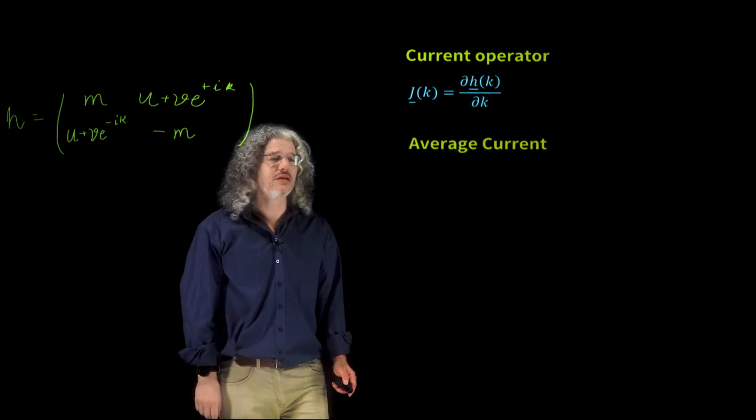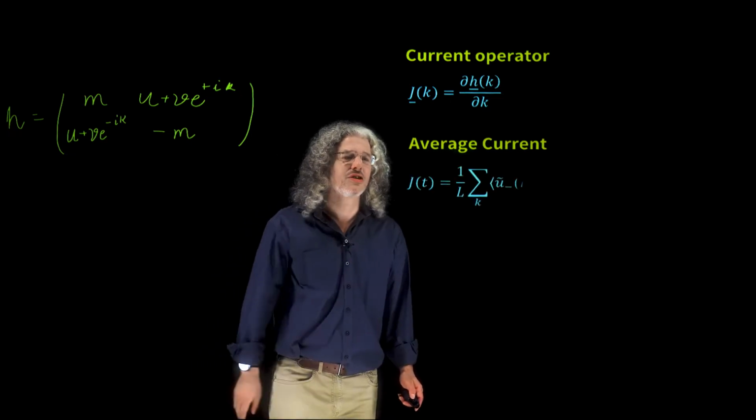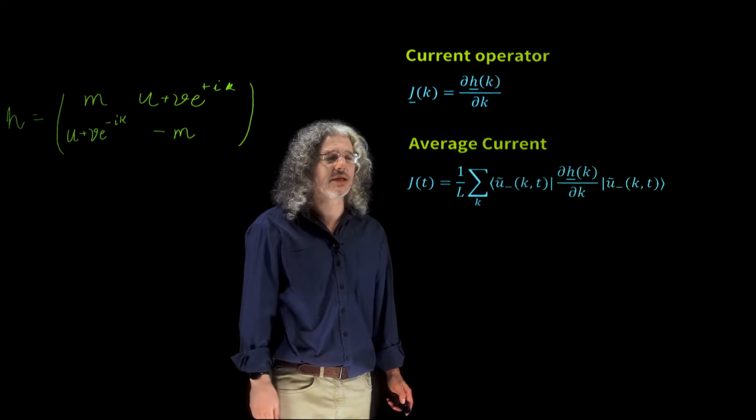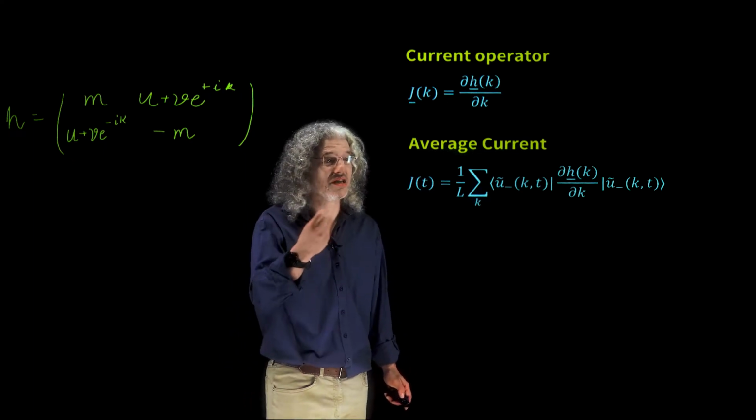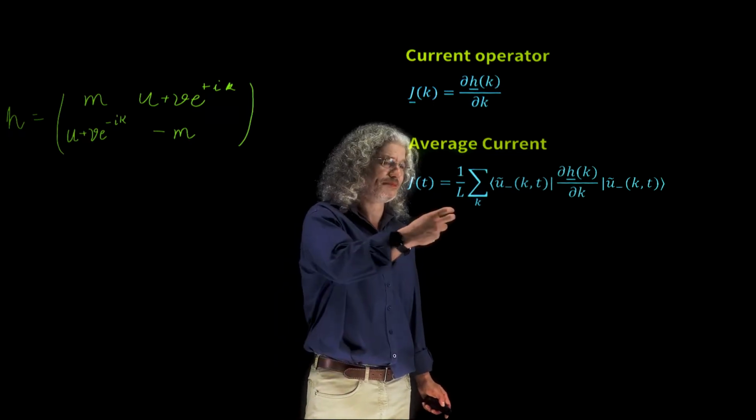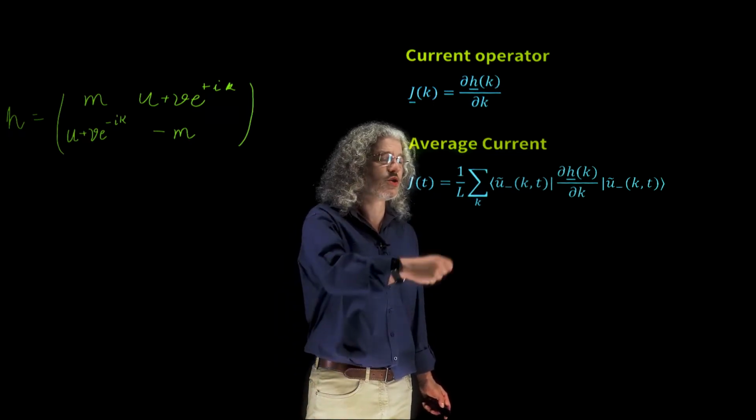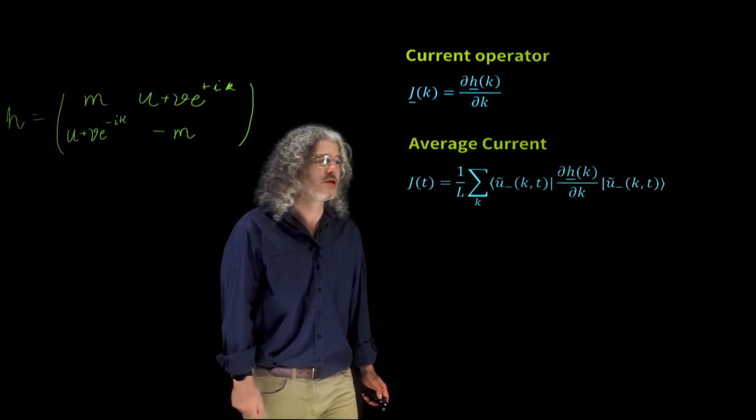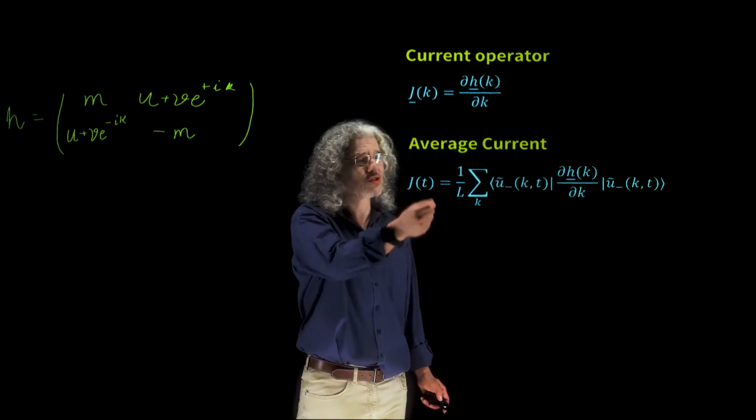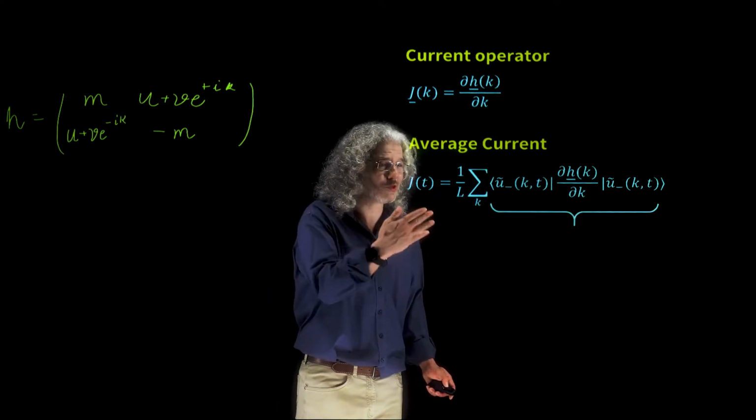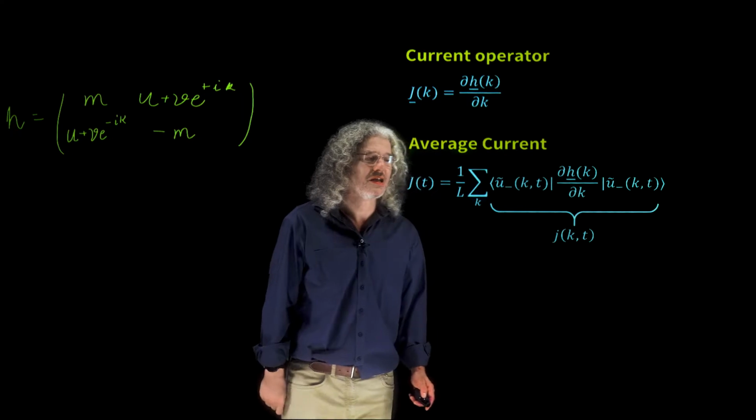Now the average current will be given by this expression, j of t, 1 over L, where L will be the number of atoms in the system times d naught, times the sum over all the occupied states, which look in this way: u tilde of k and t, dH/dk, u tilde of k and t, with the minus meaning that these are the occupied states. Each state is described by its own current j of k and t.